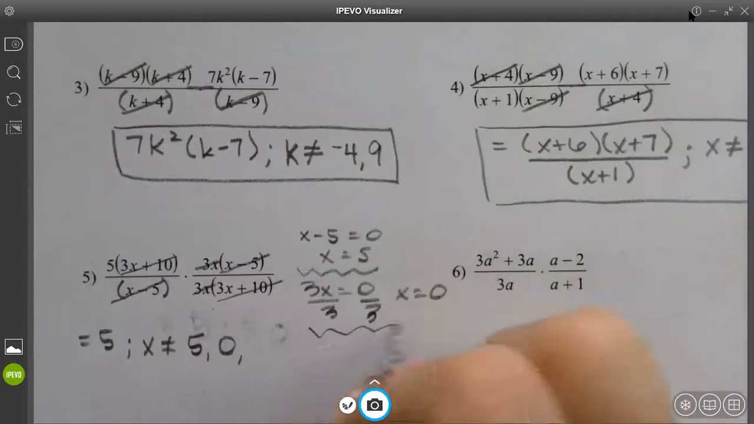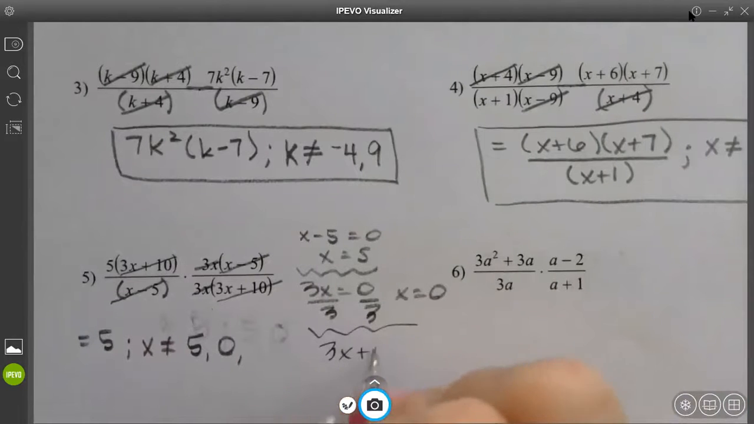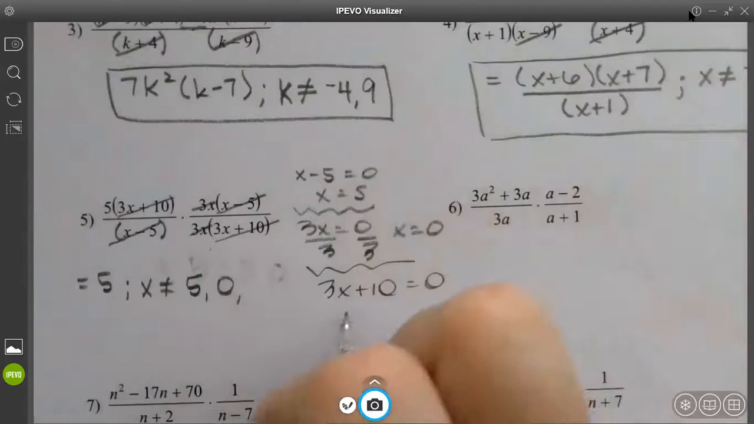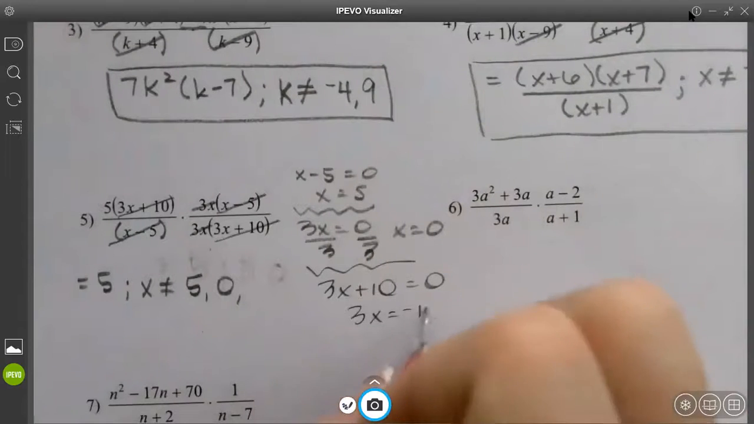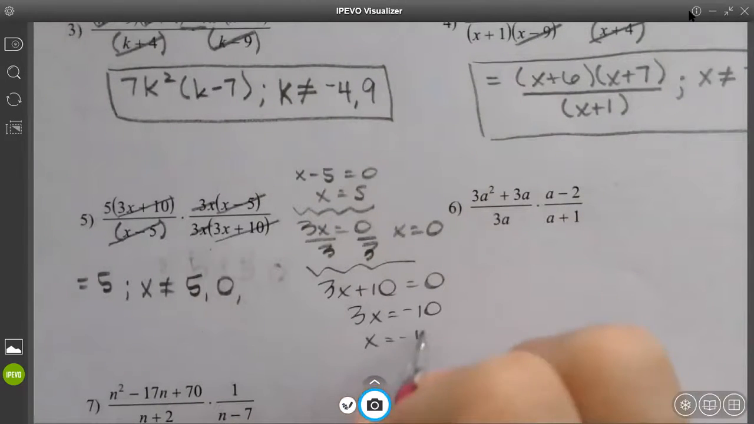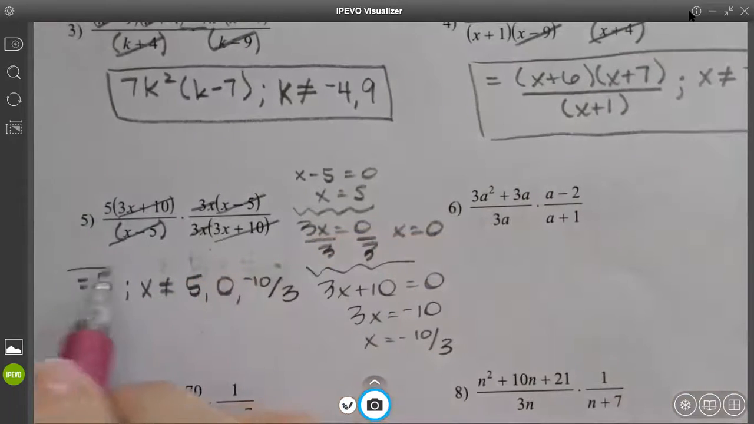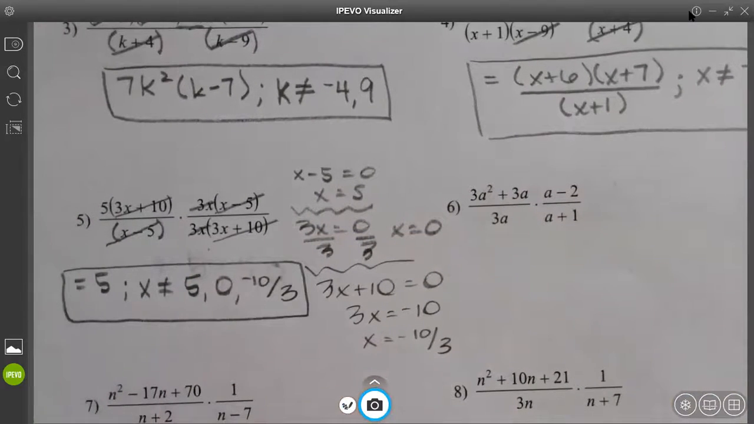And then we also had the 3x plus 10. When we set it equal to 0 and solve it, we subtract 10 and divide by 3. So there's your final. Okay, so don't forget when you mark out x's, and you didn't have to put the 3 with this 3x. You can just put the 0 and it's fine.